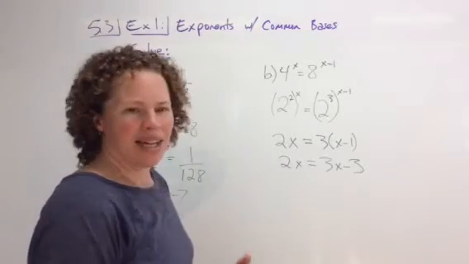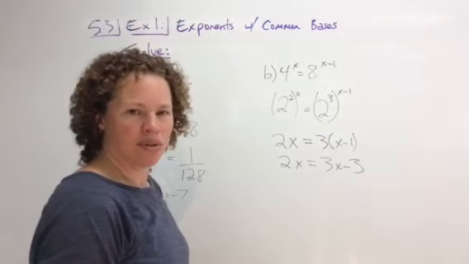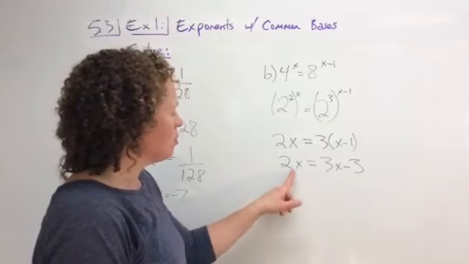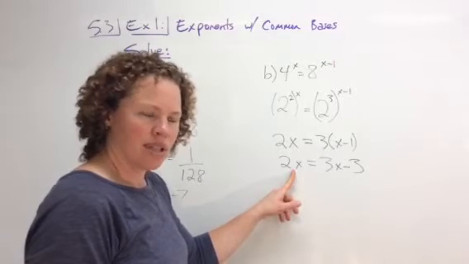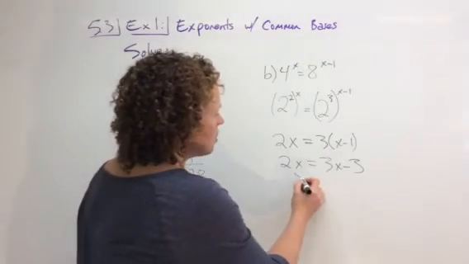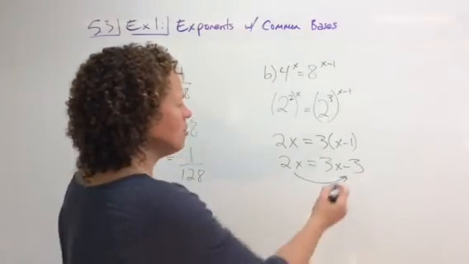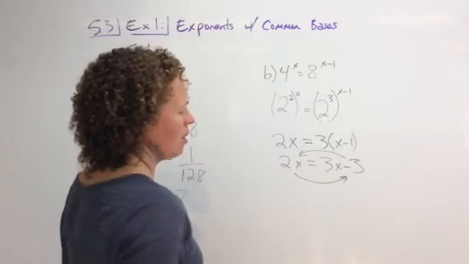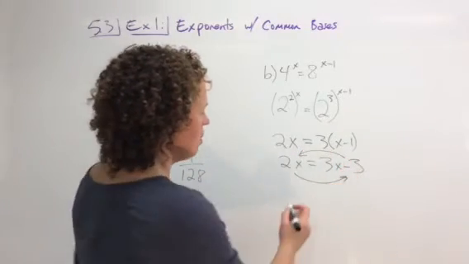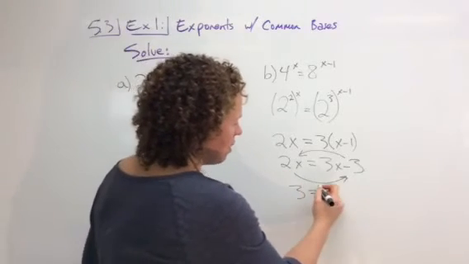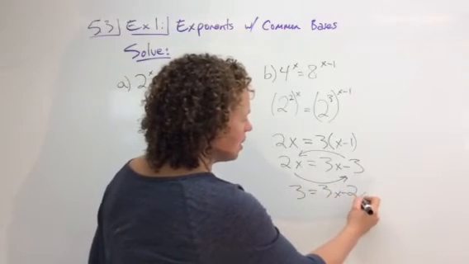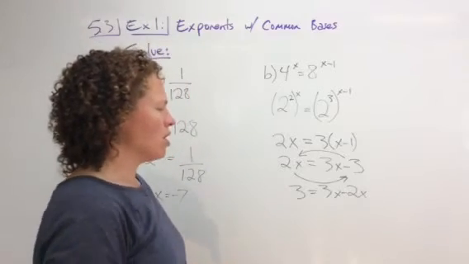So I don't like negatives. I prefer to avoid them if I can. So I'm going to move this 2x because I want my like terms on the same side of the equation. I'm going to move this 2x over, and I'm going to move this 3 over that way. Now this is a negative 3, so when it comes across it becomes a positive 3. This is a positive 2x, so it becomes a negative 2x. So I've just rearranged my equation.